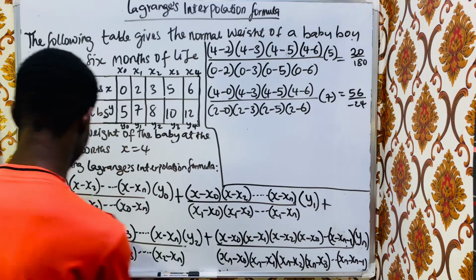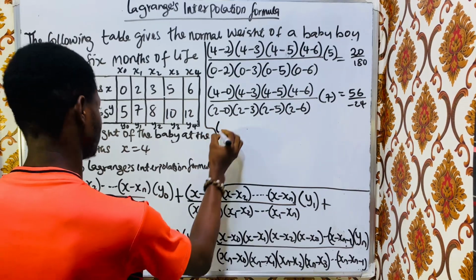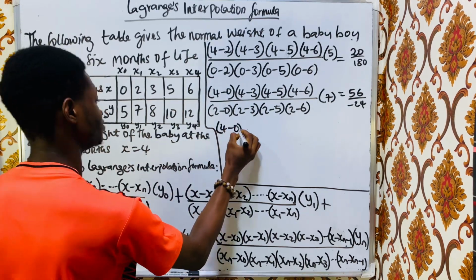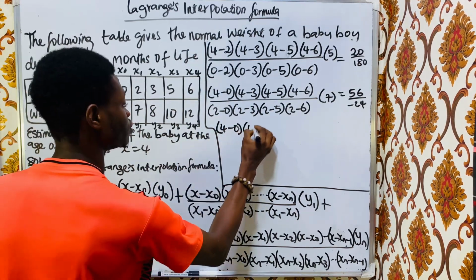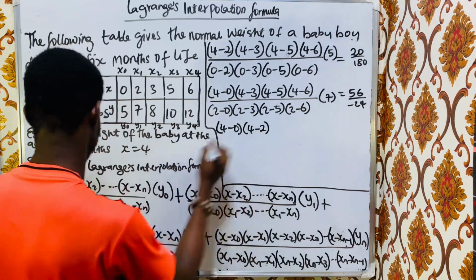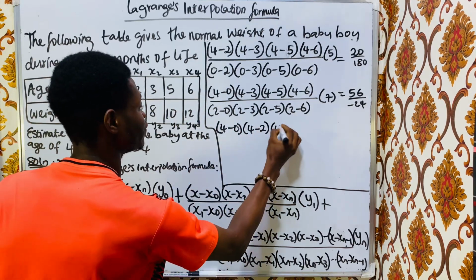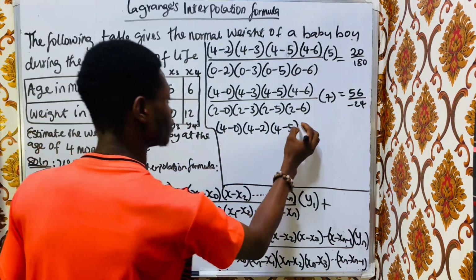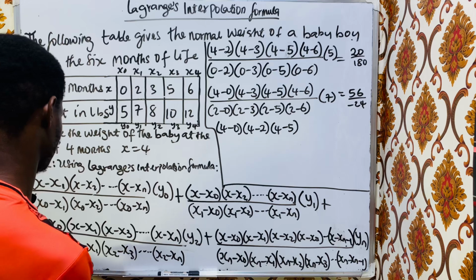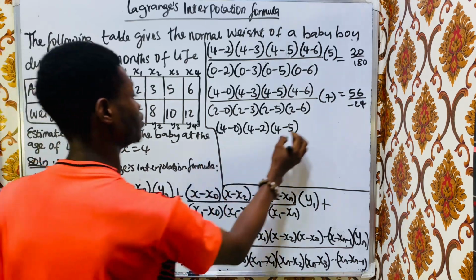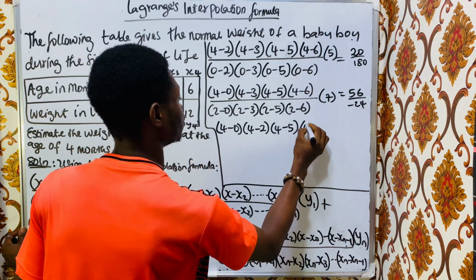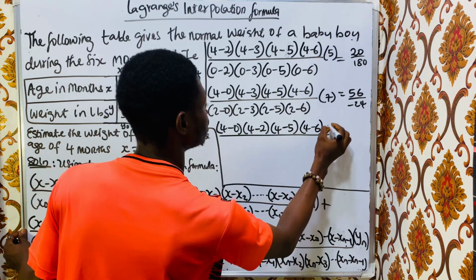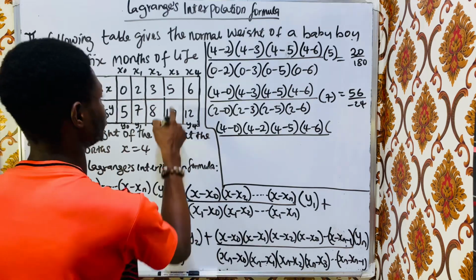So we go for this one. Our x is 4 now. So 4 minus x naught is 0. Then 4 minus x1 is 2. So 4 minus x3, which is 4 minus 5. Then 4 minus x4, which is 6. Then times our y2, which is 8.